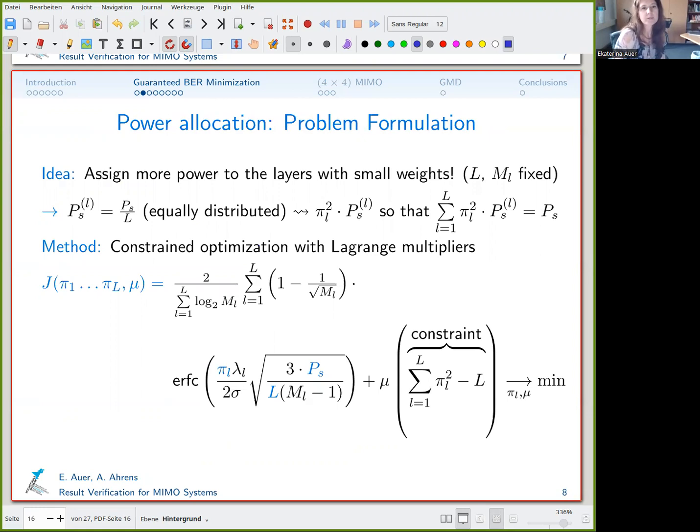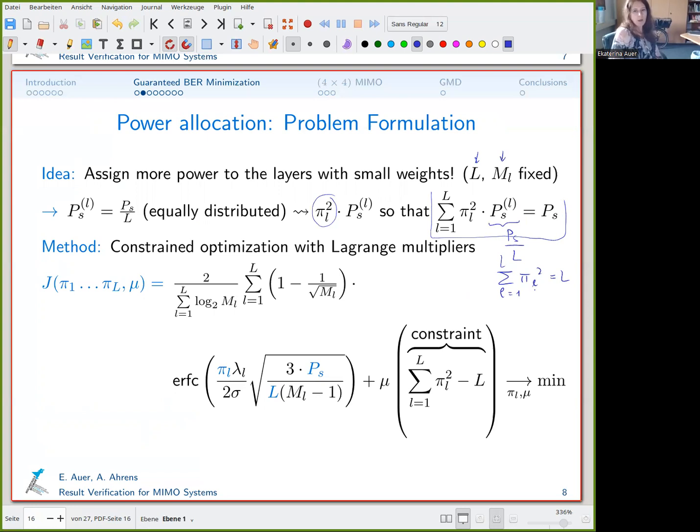Let's start with power allocation. What is the problem formulation? The idea here is to assign more power to the layers with larger weights. Here we assume that those variables are fixed. Normally we have equally distributed power, and we now modify this power using those coefficients p_l squared, so that the constraint must be fulfilled that the sum of all powers per layer is again equal to the power. If we instead use the definition P_s over L, then this constraint simplifies to the sum of p_l squared being equal to L, for l from 1 to L_B.